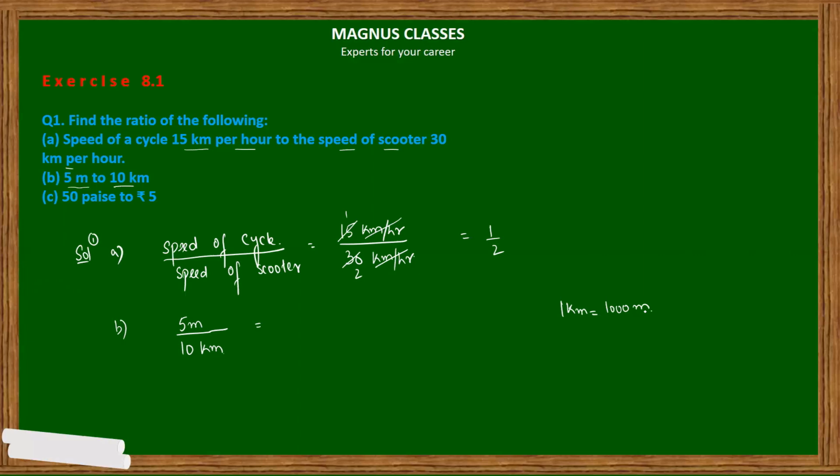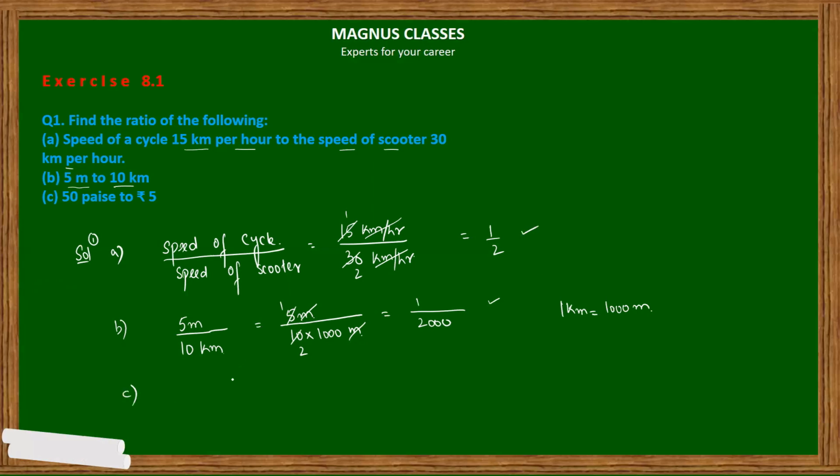Okay. So we write it as 5 meters divided by 10 into 1000 meters. Now in the numerator it's in meters, and in the denominator it's also in meters, so we just cancel it out. Then 5 ones are 5, and 5 twos are 10. It's equal to 1 divided by 2 into 1000, which is 2000. All right, so the ratio is 1 is to 2000. I hope you got this.